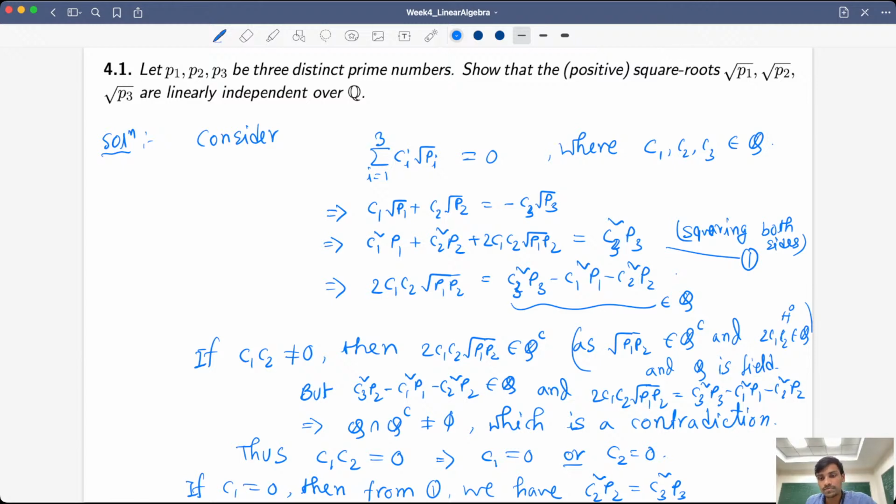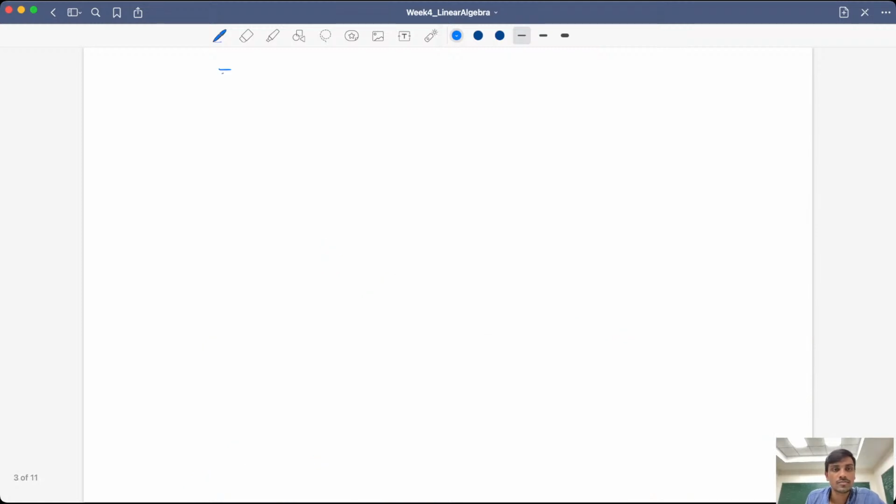So this implies p2 divides c2 square p2, and c3 square as well, as p2 is not equal to p3 and is a prime.